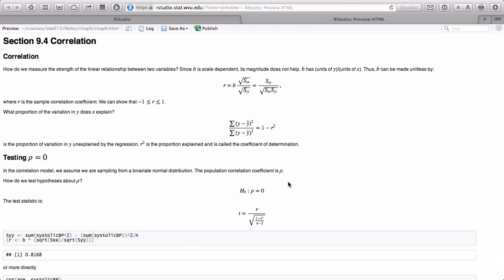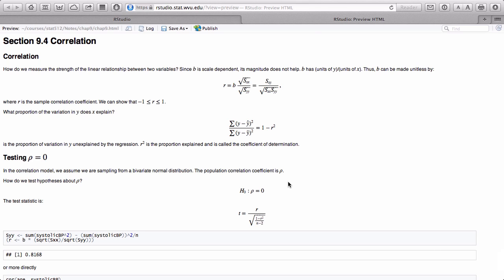But what I'd like is a measure that I could use, and I can't use B. Can anyone tell me why I can't use B? We know it's positive, but in this case it is positive because as age increases, systolic blood pressure increases. So we know it's positive, but why is it not a good measure?